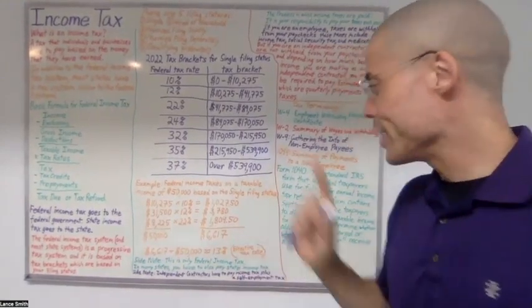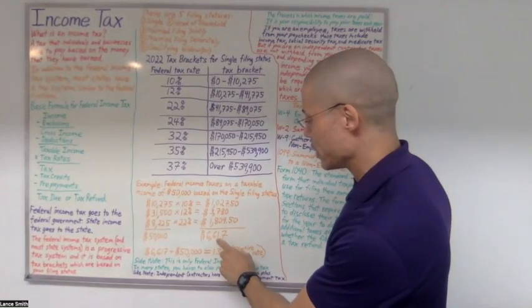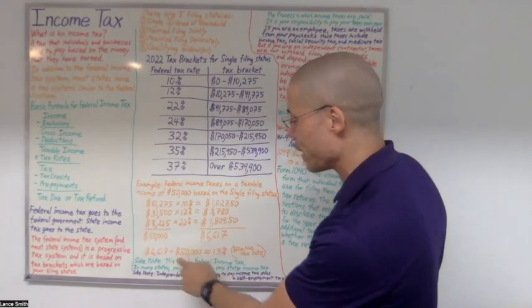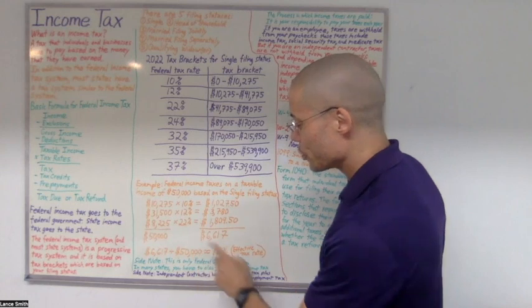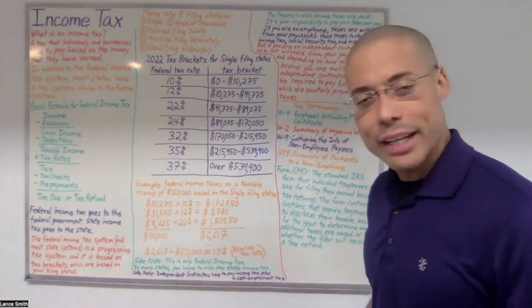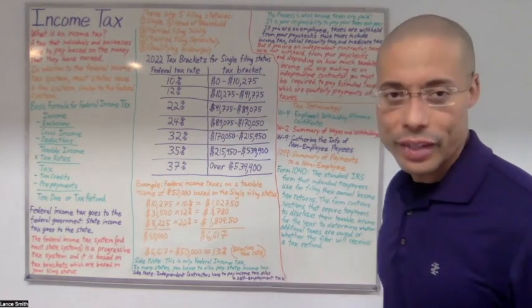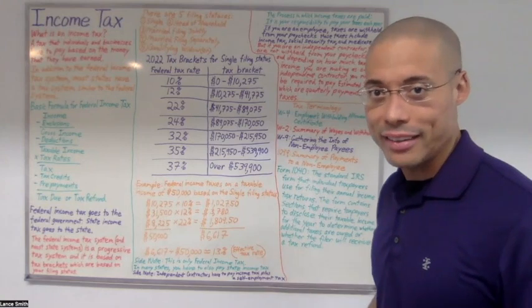Now, here's the thing. If we take this $6,617 and divide it by $50,000, you'll see that it's around 13%. What is this percent called? This 13% is called the effective tax rate. The effective tax rate, right?